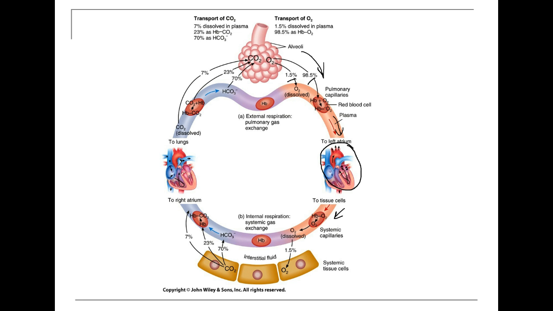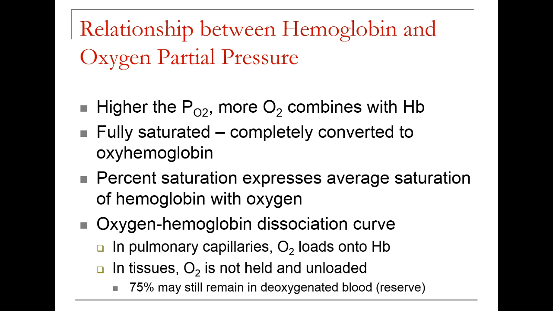All right, only the dissolved portion of the oxygen, that 1.5%, can make its way out to the tissue cells. So that means we have to have some mechanism to take it on and off of that hemoglobin. All right, so how do we do that? Or why does it bind to hemoglobin so easily, and then also has the ability to unbind from hemoglobin so easily? Well, there's a relationship between hemoglobin and the partial pressure of oxygen.